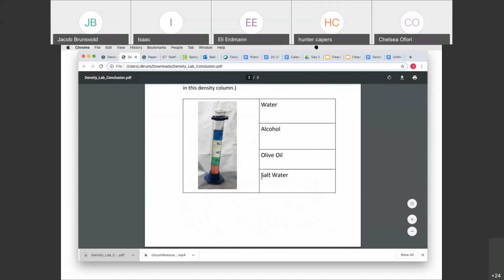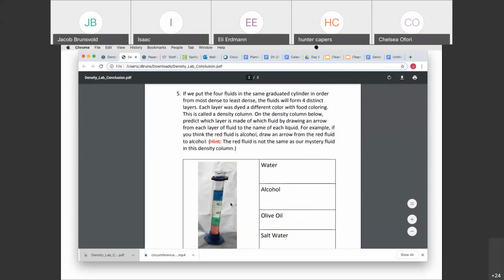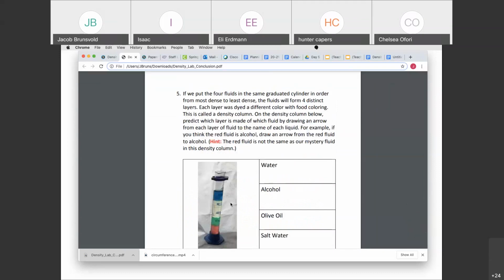And you're just going to draw an arrow. So if you think that the alcohol is the red layer, you're just going to draw an arrow from the alcohol to the red layer. Or you could draw it the other way around. I don't care which direction you do the arrow. Hint: the red fluid in the density column is not the same as our mystery red fluid. This is a picture I took from the lab in the school yesterday, and they use different colors. So this red fluid is not your red mystery fluid. And if you're confused about that, just ask me for help.